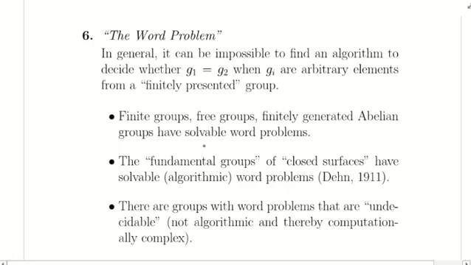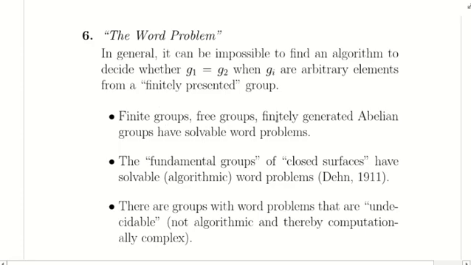Okay, finite groups, it's easy to see that you can use an algorithm to show that G1 is G2. You can just compare. Is G1 equal to this one? No. Is it that one? No, no, no. You have a finite thing. So there's an algorithm for that. So the word problem is easy for a finite group.